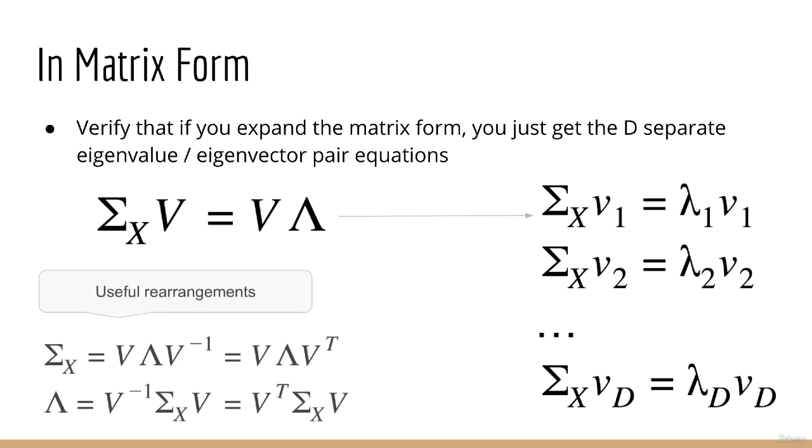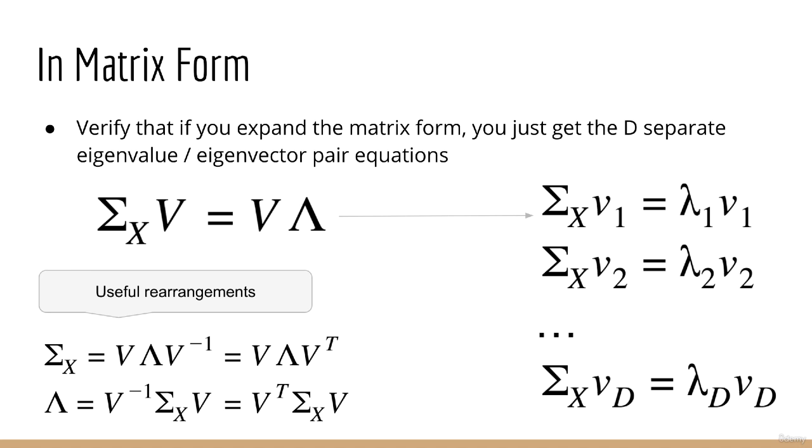Now, there are two ways that we can rearrange this equation, which might be helpful. First, we can multiply V inverse on the right side. This will give us that sigma is equal to V times lambda times V inverse. We know that V inverse is equal to V transpose, so we can write that down as well. Now you see why this is called eigendecomposition. We have decomposed sigma into two parts. One part is a diagonal matrix of eigenvalues. The other part is an orthogonal matrix of eigenvectors.